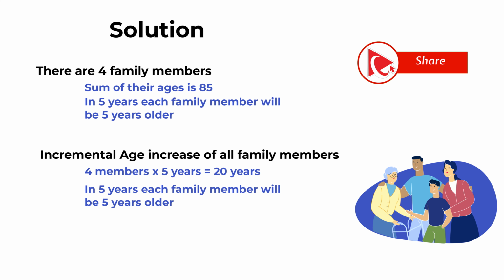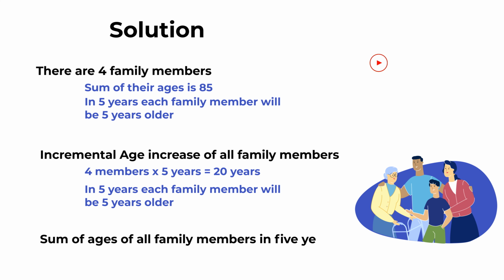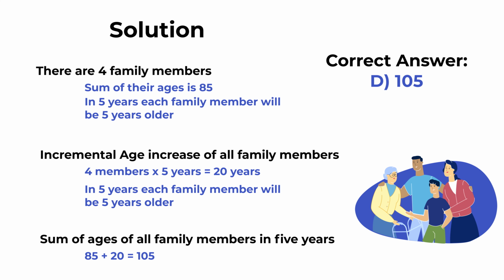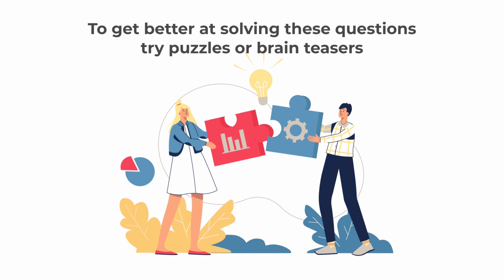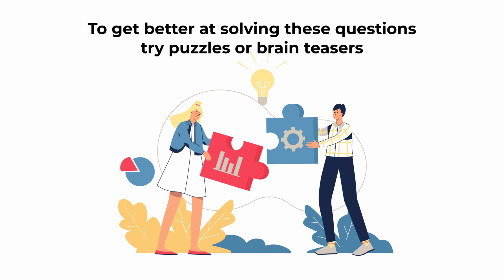20 years. So the sum of the ages of all family members in 5 years can be calculated as 85, which is the original sum, plus 20, which is the incremental age increase, and would be equal to 105. So the correct choice here is choice D, 105. Hopefully you've nailed this question and now know how to answer similar puzzles on the test.